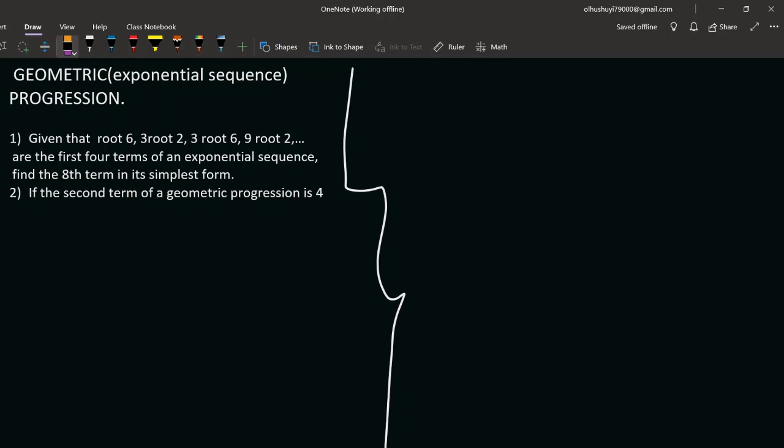If the second term of a geometric progression is 4. Oh, did I wipe this away? Oh, this question is not complete. It's an exercise involving the geometric progression and the fifth term.